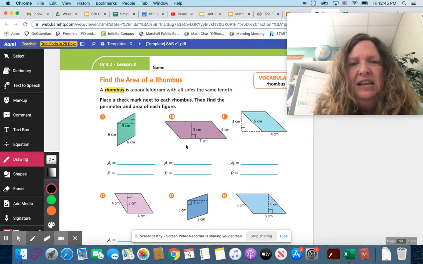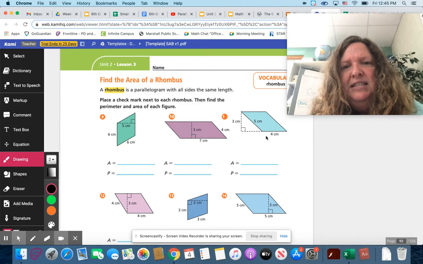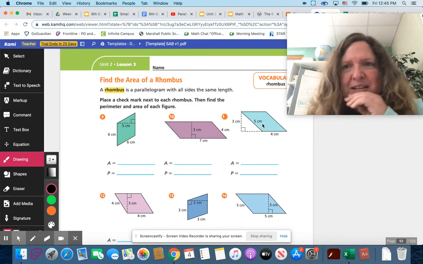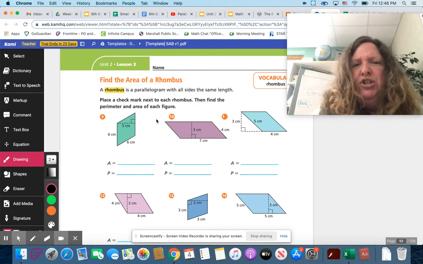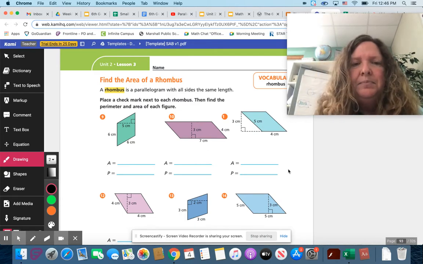And we see 7 is on one side and we see 4. No, that's not it. So we take a look at this one and we see 4. And then this, don't let this trick you. That's the side right there of the parallelogram, and it says it's 5. So that's not a rhombus either. So go through and put a check mark on the ones that are rhombi. So go ahead and do that.